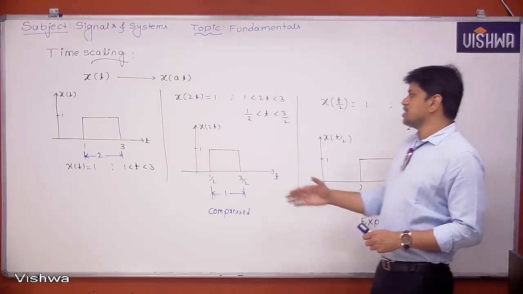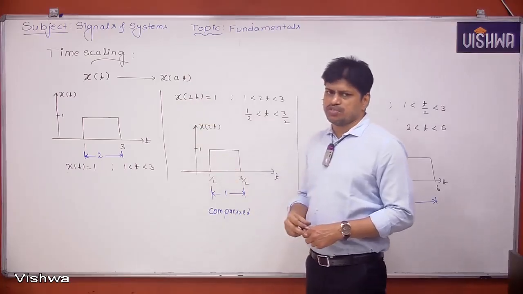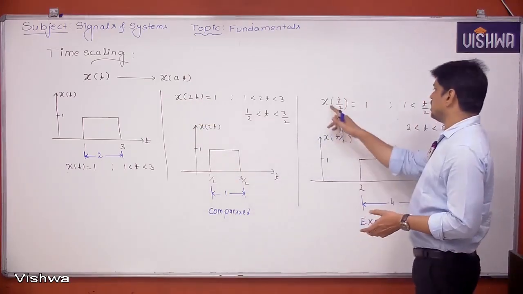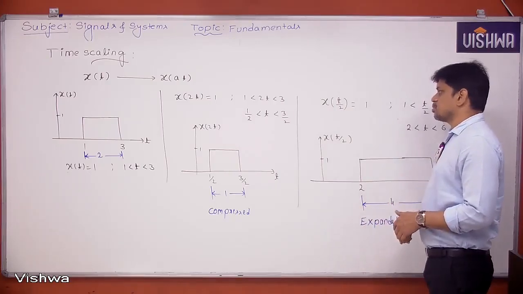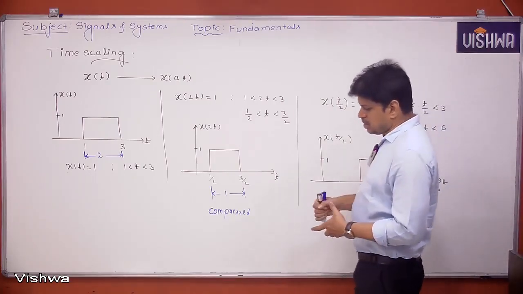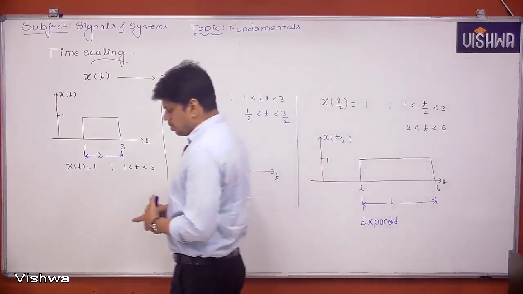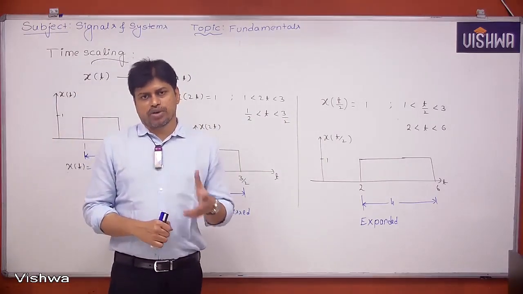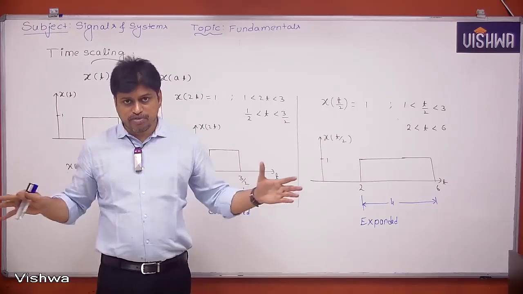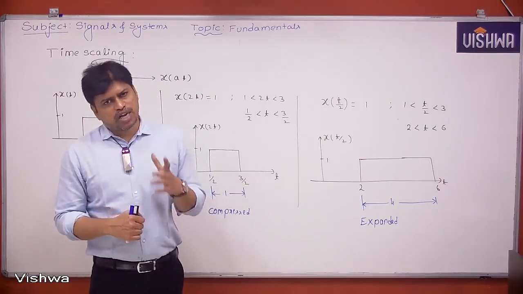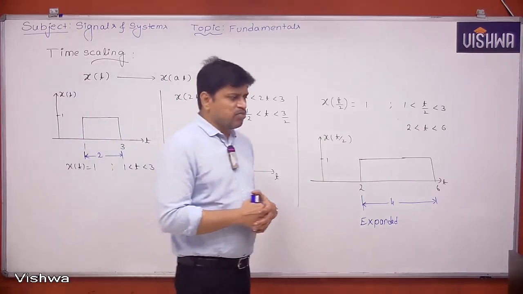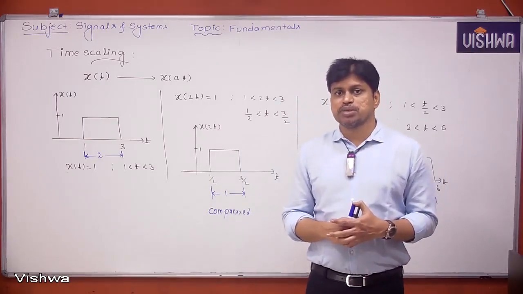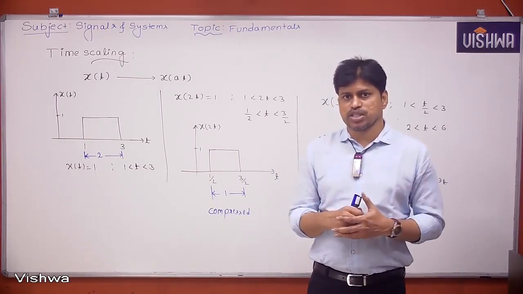So if I say x of 2t, whenever you see x of 2t, that means it is a compressed version. If you see x of t by 2, that is nothing but expanded version. That is as simple as that. Suppose, let's say, the signal got expanded by 4 times. That means functionally what are the changes we have to make? Functionally t has to be replaced with t by 4. That means t by 4 is nothing but the expanded version.